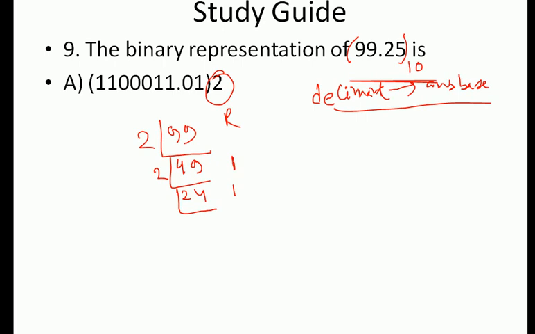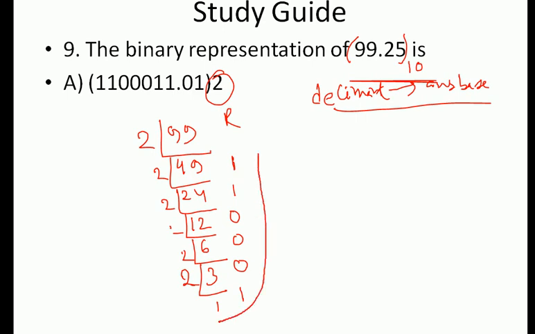If I divide by 2, it is 12, no remainder, 0. If I divide by 2, it will be 6, remainder 0. Then 3, remainder 0, and next, if I divide by 2, the remainder will be 1. Now I have to move from low to high. So if I move from low to high, it is 1100011.